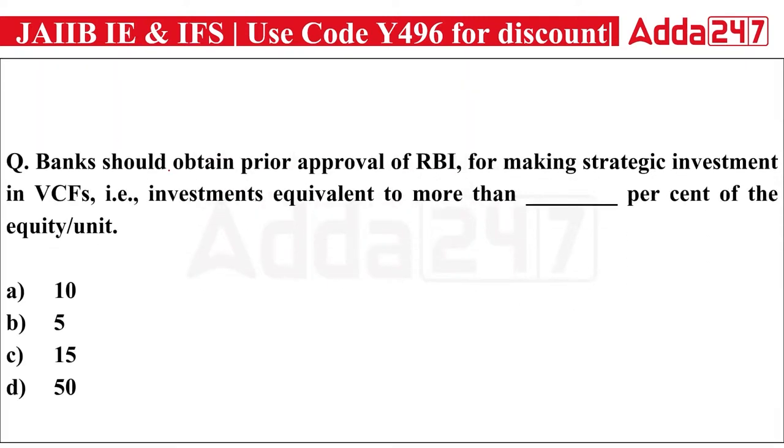Next question we have: a bank should obtain prior approval of RBI for making strategic investment in venture capital funds, investment equivalent to more than dash percent of the equity per unit. So we're talking about how the bank should obtain the prior approval of RBI for making strategic investments in venture capital. Investments equivalent to more than dash percent of equity per unit is allowed. Is it 10%, 5%, 15%, or 50%?